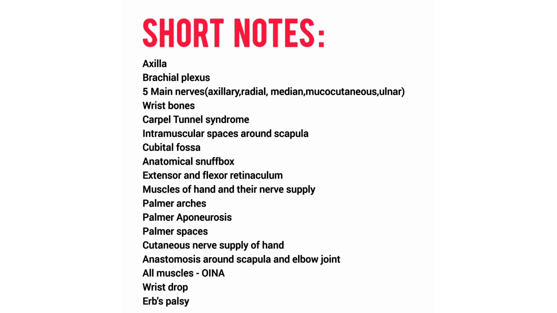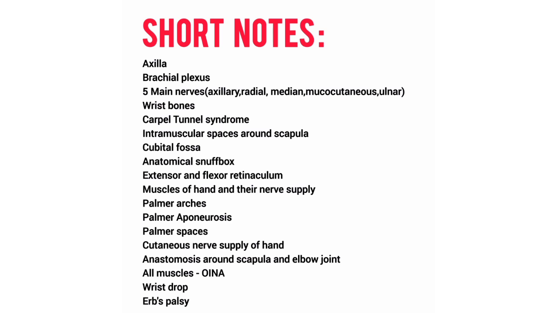Then are the palmar spaces. It is important from the clinical point of view as any injury leads to pus formation. So we need to know the boundaries and what are the exact location and which finger it is associated with. Then is the cutaneous nerve supply of hand. We do it in the OPD to check whether the nerves are working or not, or which of the nerves are affected, involving an injury.